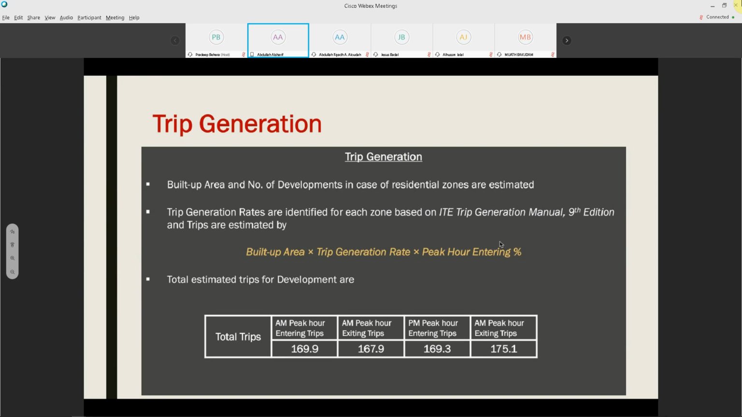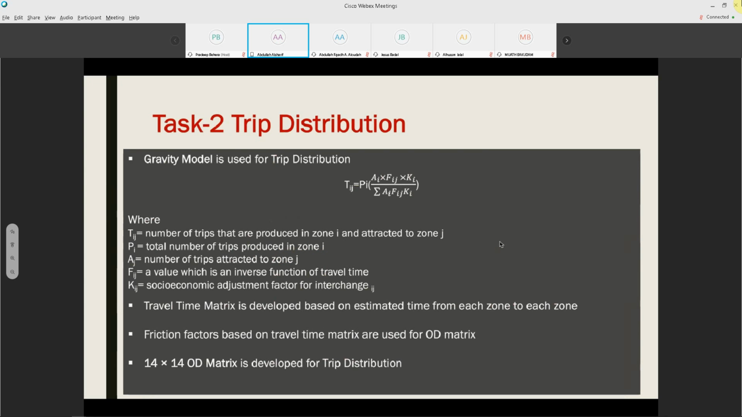Trip generation is built from the built area and the number of developments, and in the case of residential, it is estimated accordingly. Next slide, please. Trip distribution is to estimate the number of vehicles entering from one zone to another zone. A travel time matrix is developed based on the estimated time from each zone to each zone. Correction factors based on the travel time matrix are used to form the OD matrix. Next slide, please.